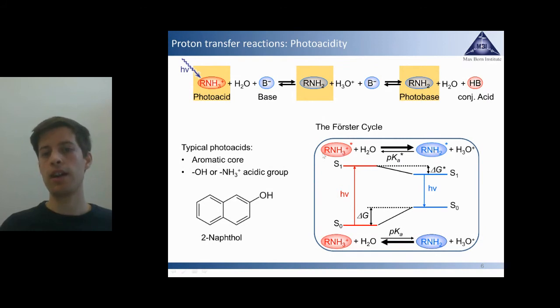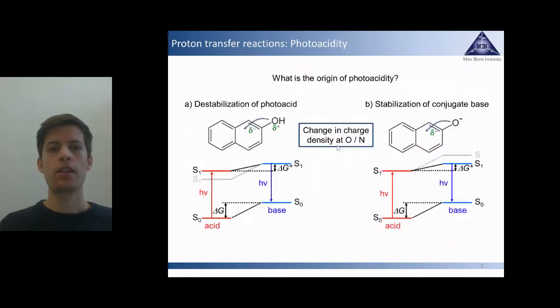So this excited acid form is a very strong acid. And with the first cycle, some spectroscopic observables, like the transition frequency here, can be readily linked to free energies and therefore also to the position of this equilibrium. While this has been used for decades, the question of the origin of photoacidity on the microscopic molecular level, what drives this deprotonation step, has not been fully resolved.